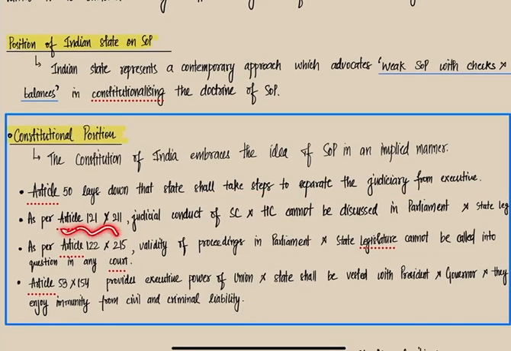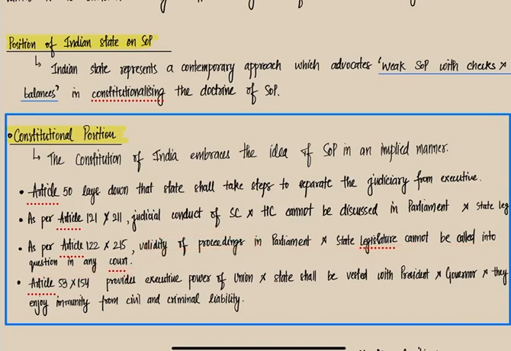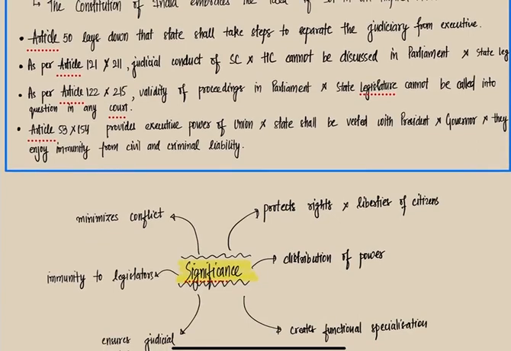Article 121 and 211 says that the judicial conduct of Supreme Court and High Court cannot be discussed in Parliament and state legislature. Further, Article 122 and 215 says that the validity of proceedings in Parliament and state legislature cannot be called into question in any court. This is mainly to ensure the immunity of the members of the legislature from the judicial intervention. Further, Article 53 and 154 provides that the executive power of the union and the state shall be vested with president and governor respectively, and they enjoy some immunity from civil and criminal liability.